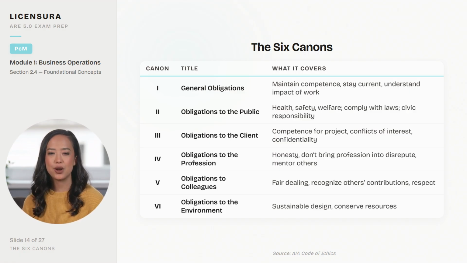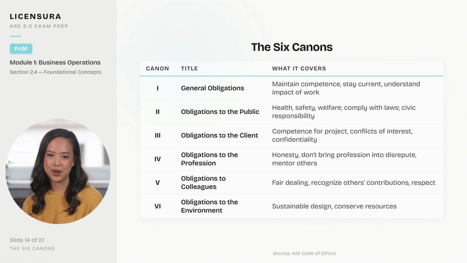Canon 1. General obligations. Maintain your competence, stay current with the profession, understand the impact of your work on the community. Canon 2. Obligations to the public. This is the big one. Health, safety, and welfare. Comply with laws, civic responsibility. If you remember nothing else, remember this canon sits at the top. Canon 3. Obligations to the client. Be competent for the project you take on, manage conflicts of interest, maintain confidentiality.